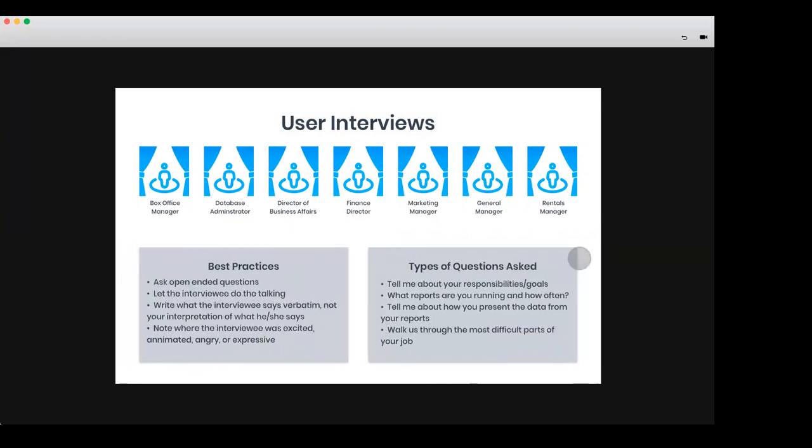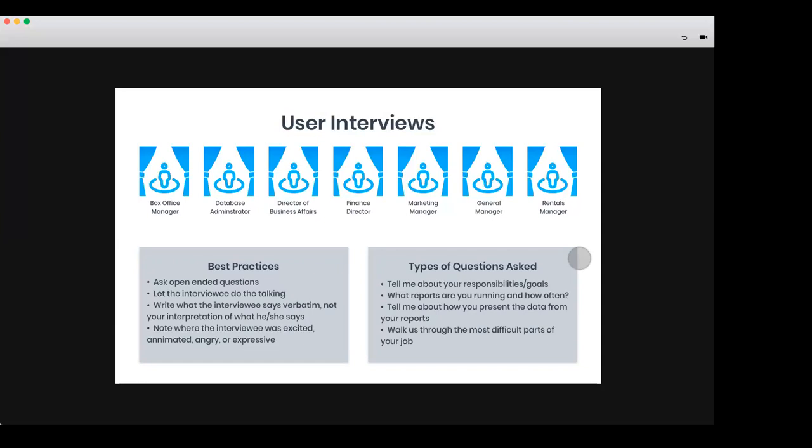So the way that user interviews work is that we reach out to our client services team here, and they can recommend which clients they think we should speak with based off of the problem that we're trying to solve for. And some best practices that we keep in mind are asking open-ended questions. So asking yes or no questions don't really lead to much insight because there isn't as much room for users to elaborate. We let the interviewee do the talking.